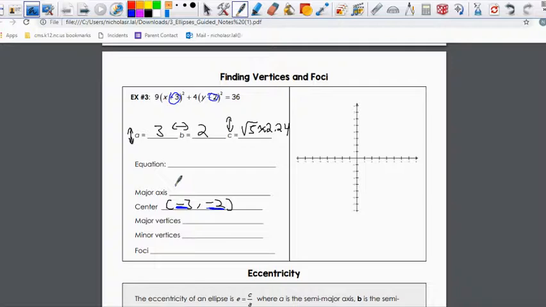We also can divide each side. With our standard form, we need to have 1 in our equation. We need to divide each side by 36, because we need to have a 1 on the right side of the equation. So we divide this side by 36, this side by 36.